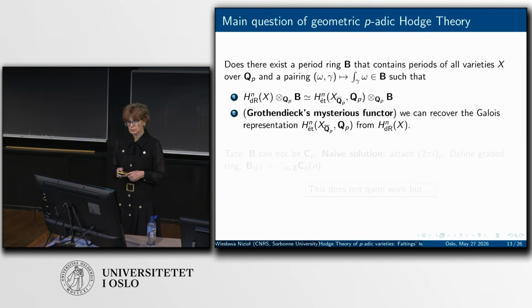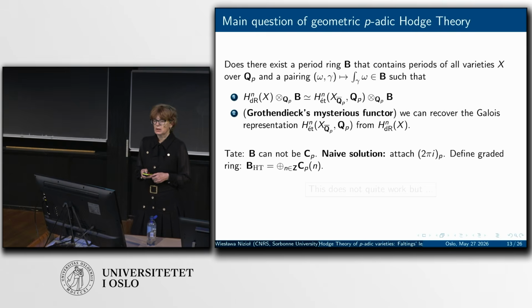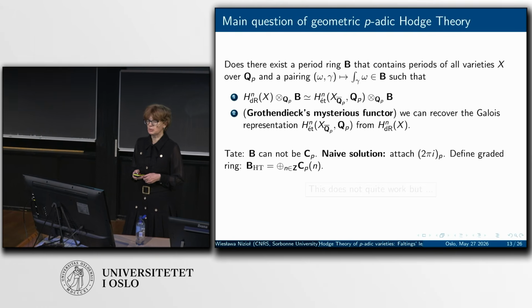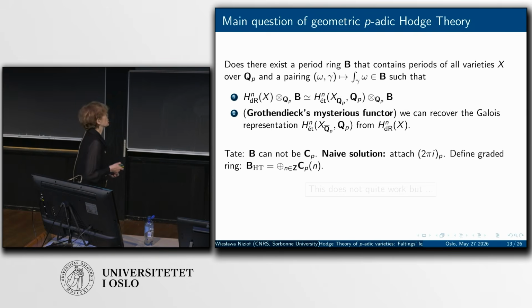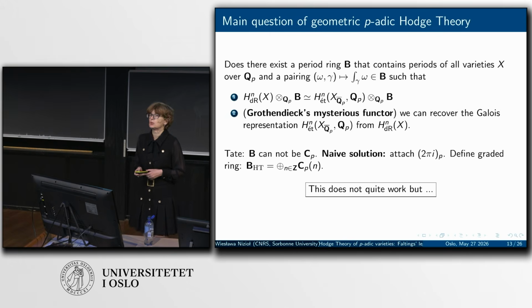Okay, so we have these questions, and now Tate tells us, as I have shown you just a moment ago, that B cannot be simply C_p, because C_p does not contain 2πi. So the naive solution to defining B is, well, C_p doesn't contain 2πi, so you just attach 2πi. We construct this ring, which I will call B_HT, B Hodge-Tate, where you naively attach, as a kind of polynomial, a direct sum of C_p twisted by n. These rings have to have a Galois action. We discussed that 2πi should be acted on by the cyclotomic character, so you just attach twists of C_p with its natural action, twisted by the cyclotomic character. Okay, so this doesn't quite work, but it's a good attempt.